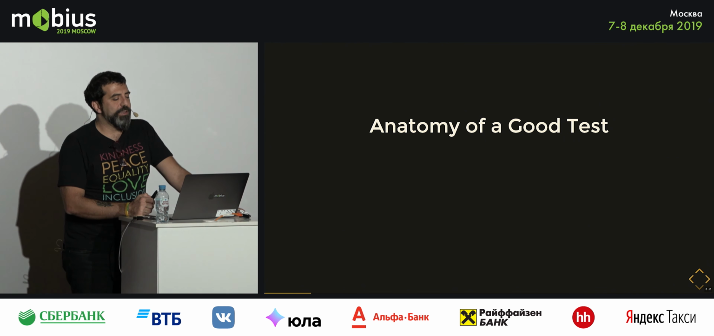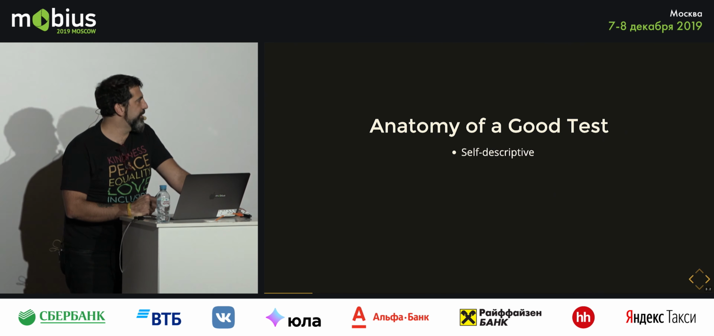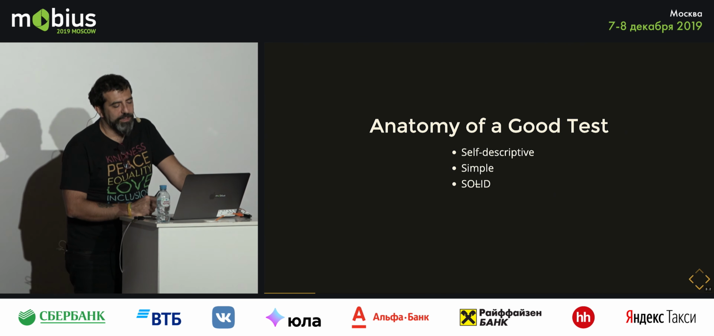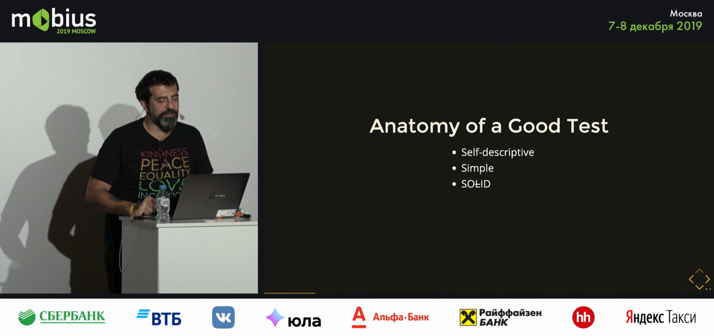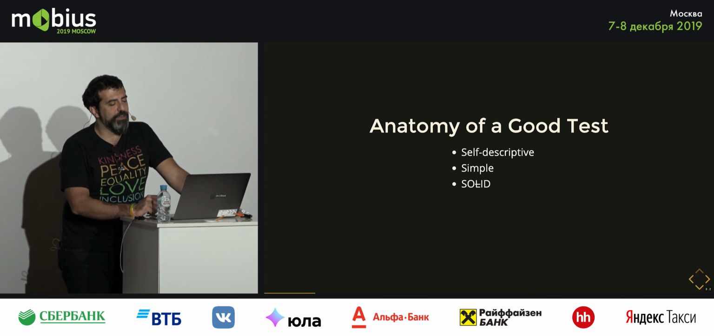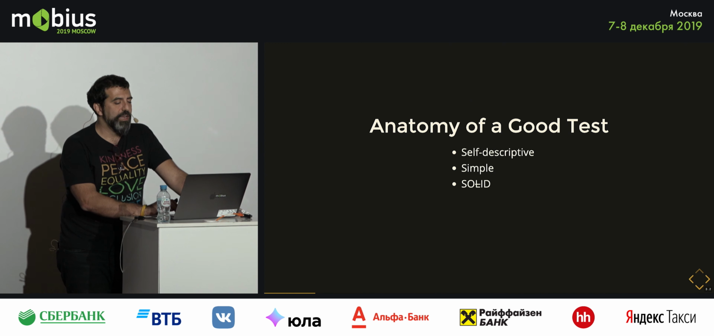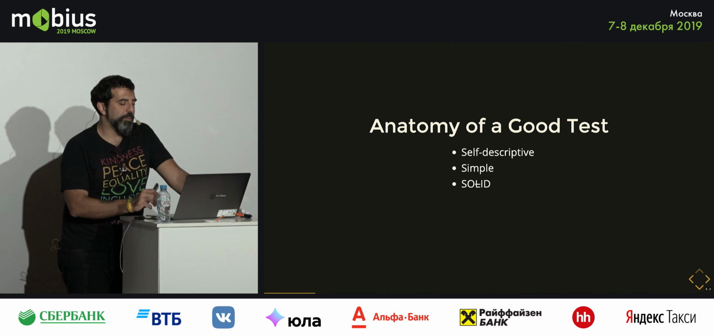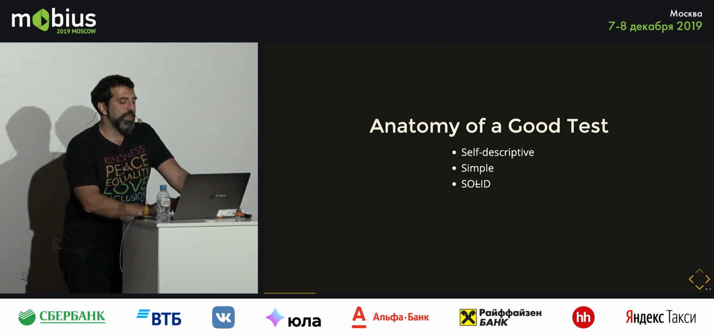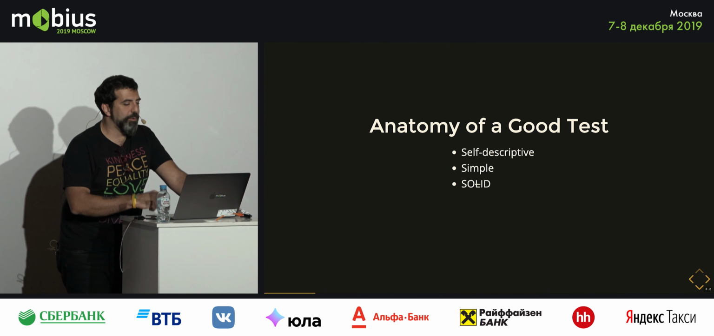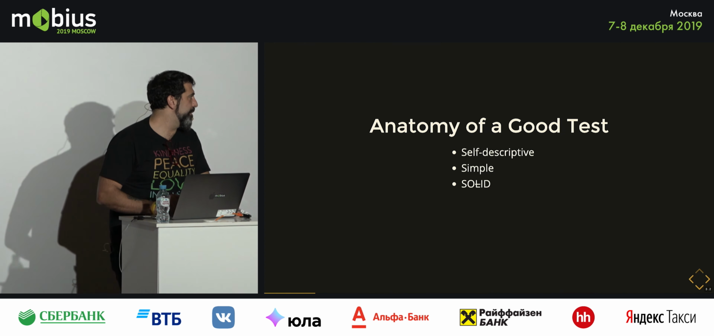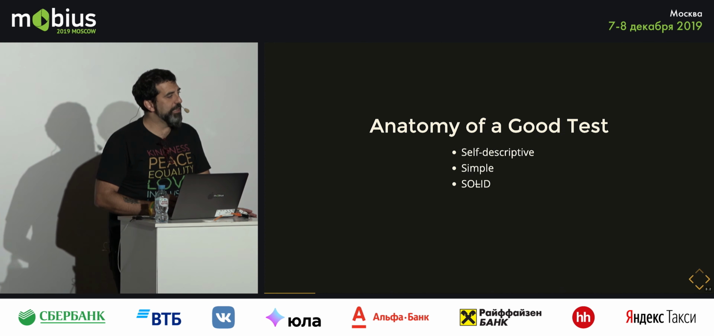The anatomy of a good test should be that it's self-descriptive, it's simple, and it's solid. There is a reason why the L is dashed. By solid, what I mean is referring to the single responsibility principle, open for extension, closed for modification, the Liskov substitution principle, and so on. The only one that really doesn't apply to tests is exactly the Liskov substitution principle. But everything else should be the same.